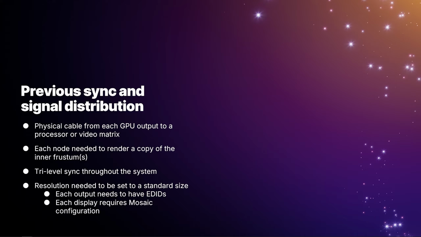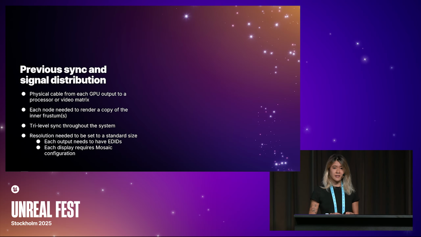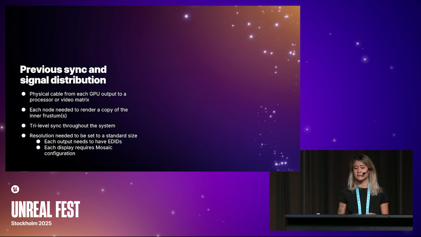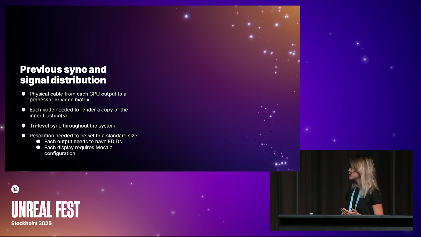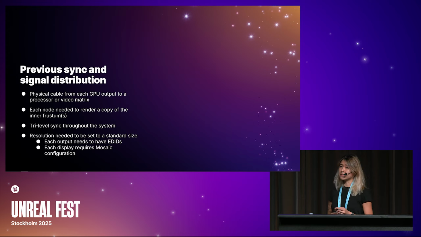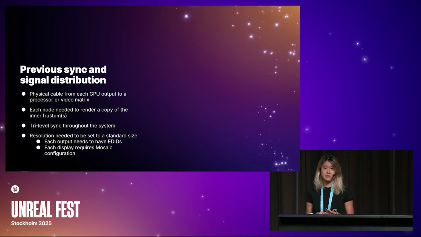So previous sync and signal distribution needed physical cables from each GPU output to the processor or your video matrix. If you're doing a full SMPTE setup, that's no longer the case. It would just be done over the network, and then your processor would need to be able to receive SMPTE 2110 streams as well. We no longer need each node to render a copy of the inner frustum. So in case cost was an issue, you could just not have a second GPU in all of your outer frustum nodes.